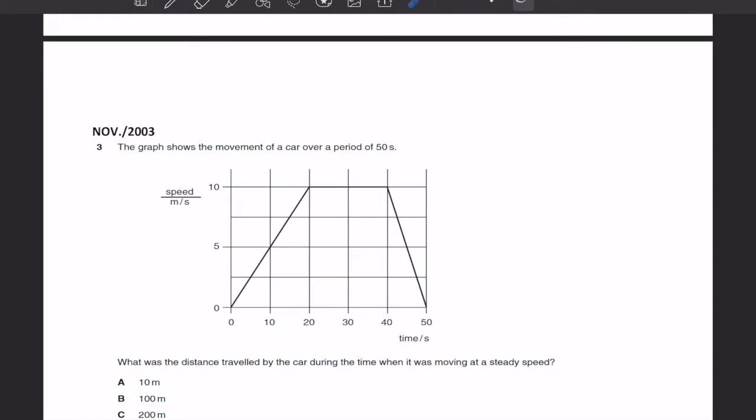If you look at this MCQ, it says the graph shows the movement of a car over a period of 50 seconds.